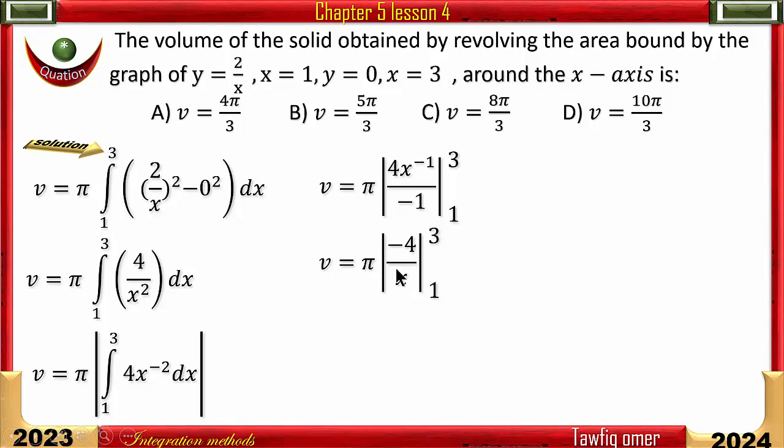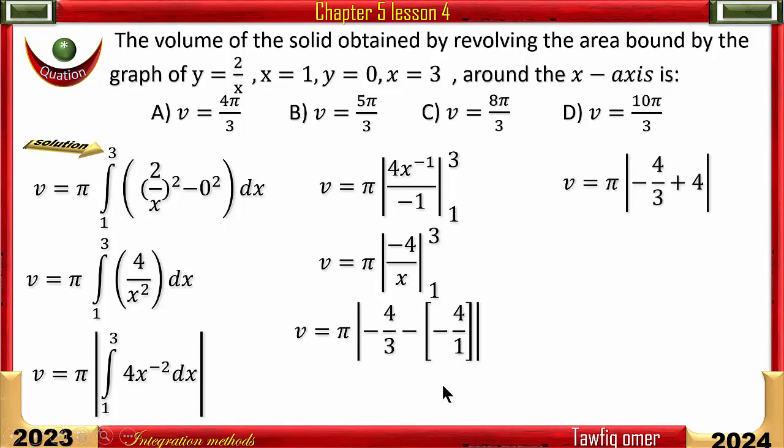And now replace x with 3, it becomes minus 4 over 3 minus, and now replace 1, it becomes minus 4 over 1, and simplifying, the volume is equal pi times minus 4 over 3 plus 4, which is equal 8 pi over 3. That means C is the correct answer.